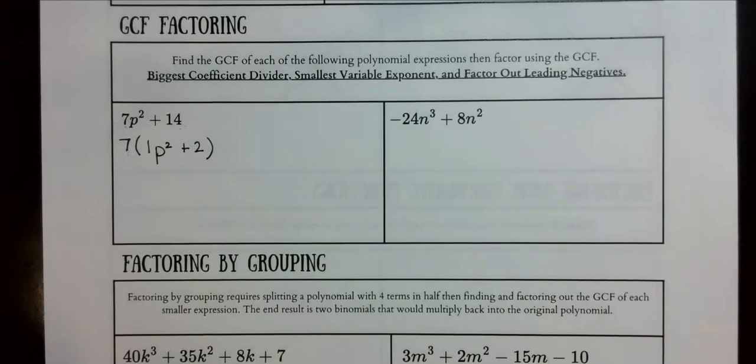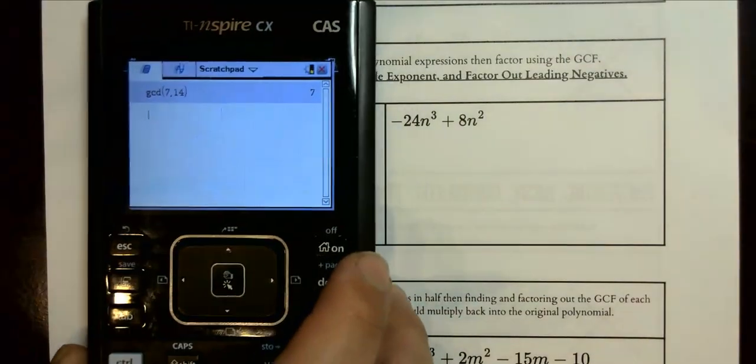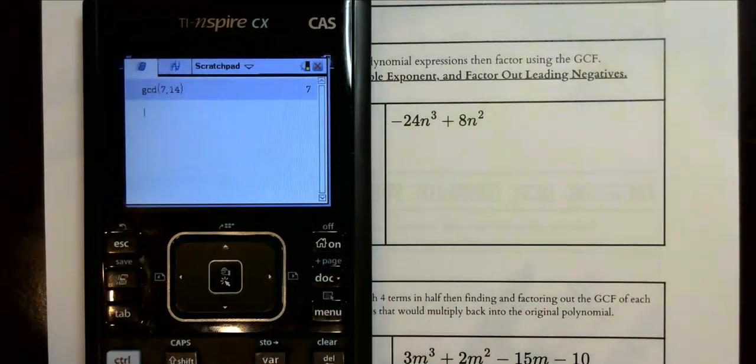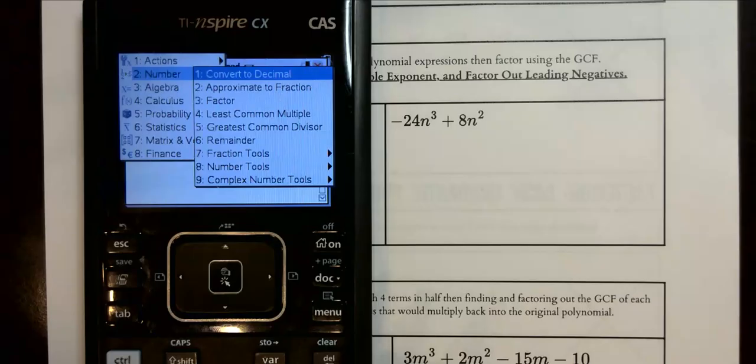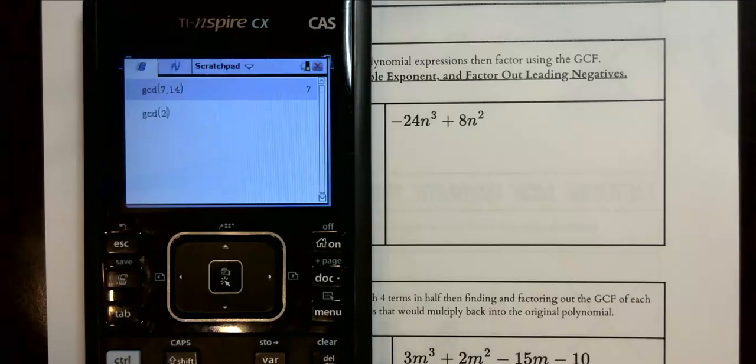So let's do the same thing with this one, just because this one has a variable that we could factor out, and it also has a negative. So let's find the greatest common factor of 24 and 8. So once again, my numbers are 24 and 8. I'm going to hit menu, 2, 5, and I'm going to do 24, 8. Your calculator does not care if the numbers are positive or negative. We're just looking at the numbers. So if you put a negative 24 in here, it doesn't matter. I'm going to hit enter, and it gives me 8.